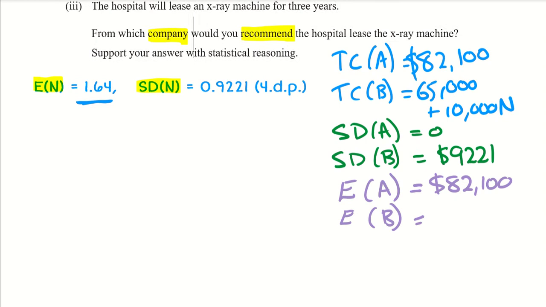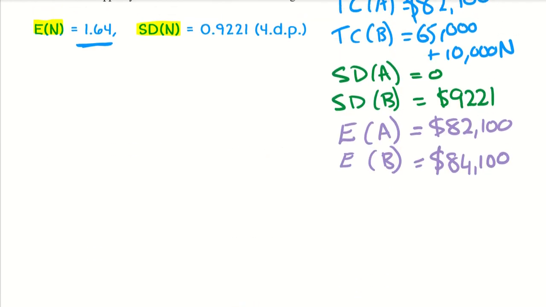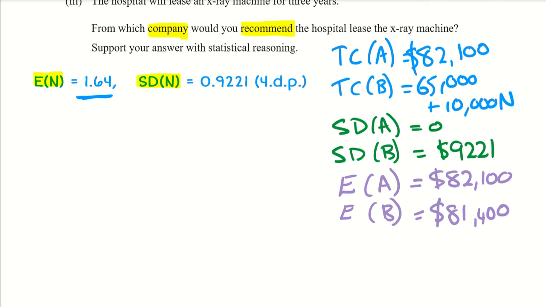Let's put that back here. So I expect company B to cost me 84,100. Okay, so what I need to do now is combine this information together. Oh, it's 84,000? 81,400. Sorry, I've got my 4s and 1s around the wrong way. 81,400. So what I notice now is that company B has the lower expected cost.